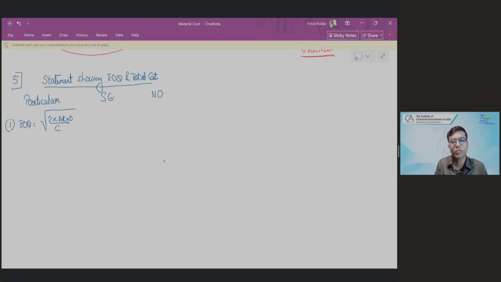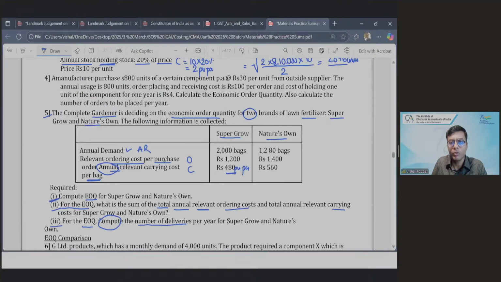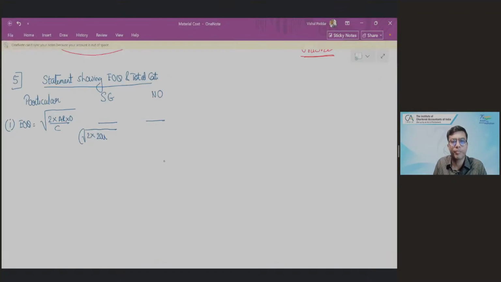Here you will be writing the answers, correct? But below that, again, show this formula again with the relevant values. Like the value is 2000, 1200, 480. So 2000 is AR, 1200 is ordering cost, 480 is carrying cost. Same thing you should show for the other material, right?